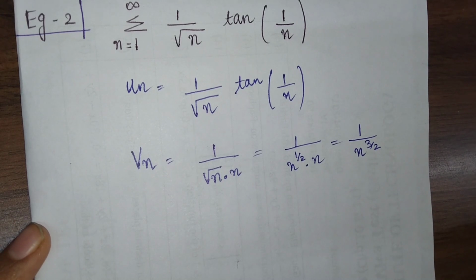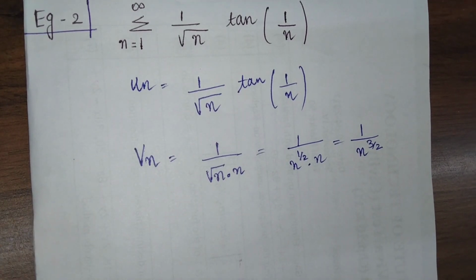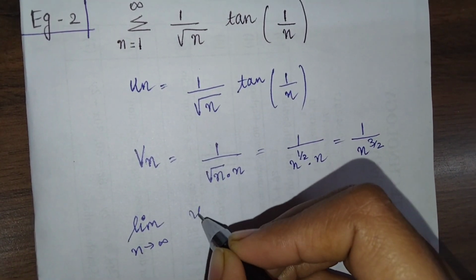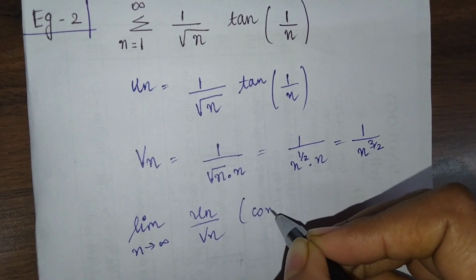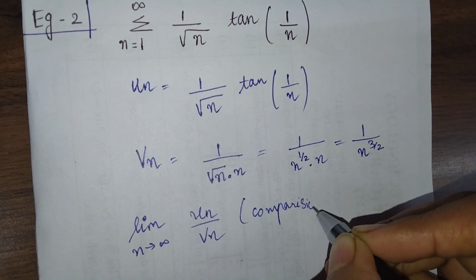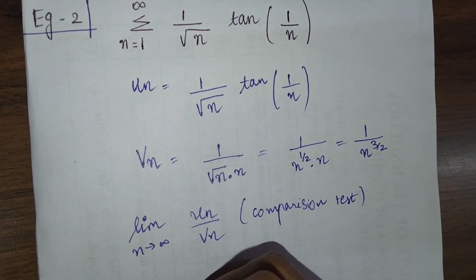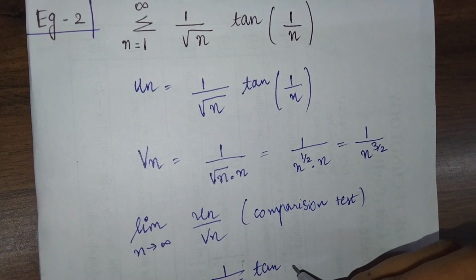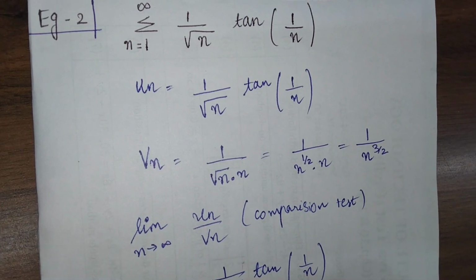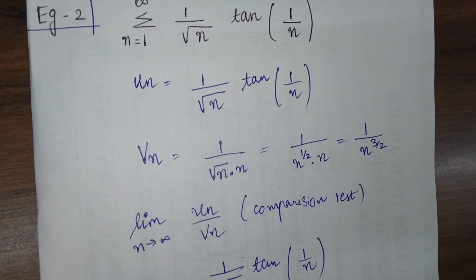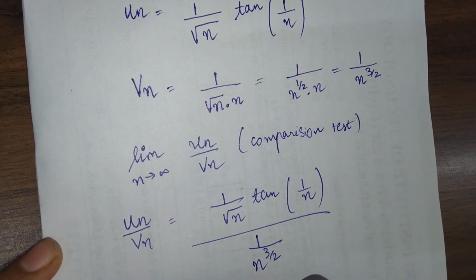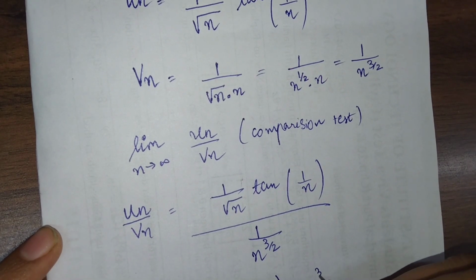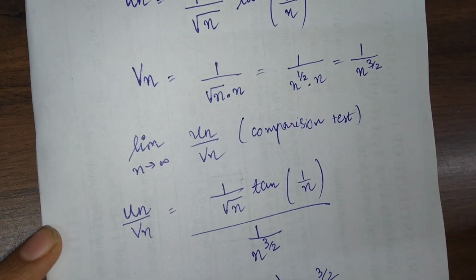Okay? So now if we take the ratio, then we will get limit n tends to infinity of un by vn according to comparison test. Then we will get un upon vn, that is equivalent to 1 by root n into 10 raised to 1 by n and divided by 1 by n raised to 3 by 2. Okay? So I can rewrite this equation as 10 raised to 1 by n into n raised to 3 by 2 upon under root n.